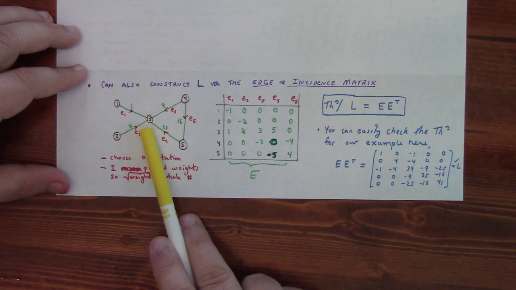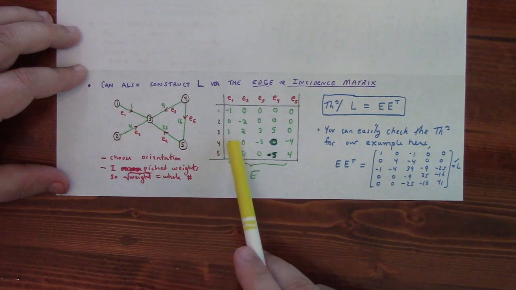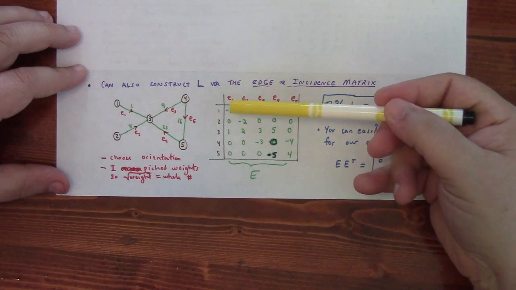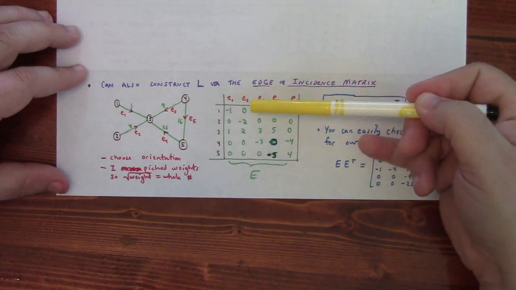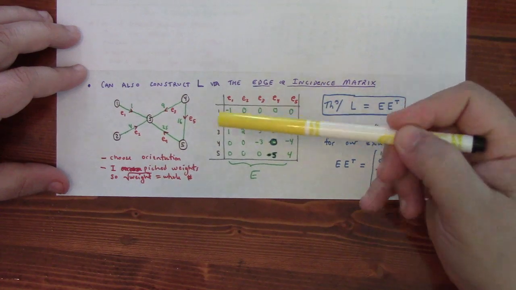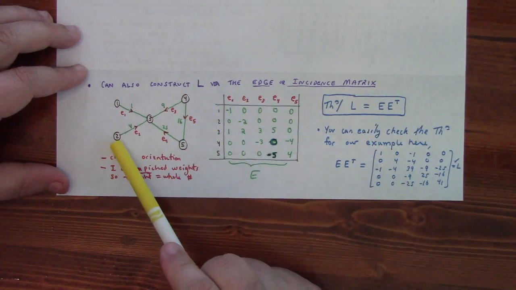Going down the column, edge 1 is exiting 1, entering 3. Edge 2, exiting 2, entering 3.